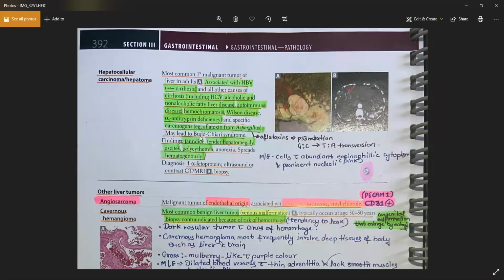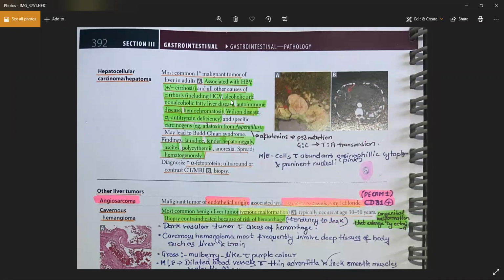Hepatitis B virus, hepatitis C virus, alcoholic hepatitis, non-alcoholic fatty liver disease, autoimmune hepatitis, hemochromatosis, Wilson's disease, alpha-1 antitrypsin deficiency. So any disease which can cause hepatitis can cause hepatocellular carcinoma.